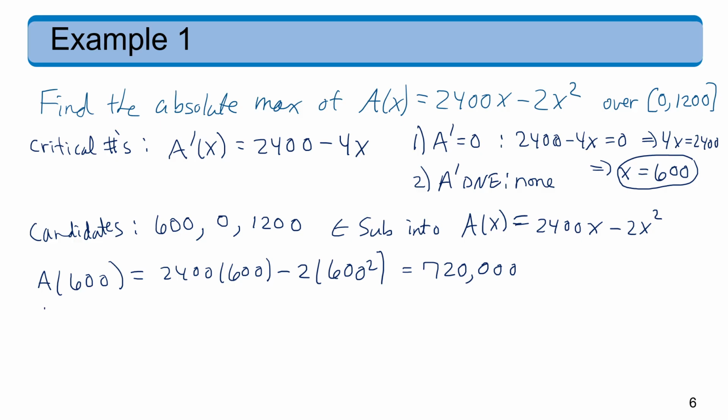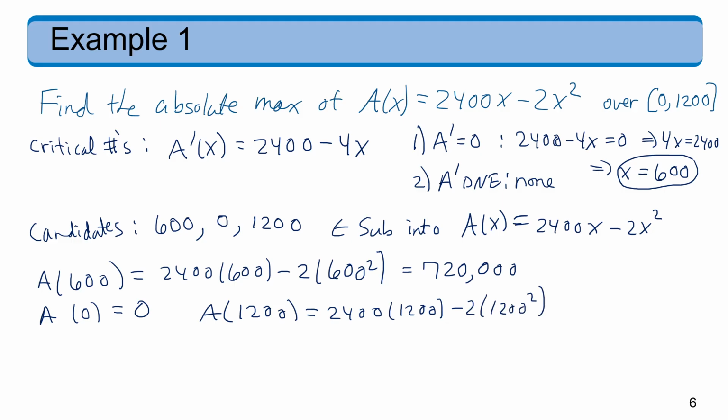Next we'll plug in 0. That one's pretty easy. You get 0 minus 0, which is 0. And then the third number we plug in is 1200. So 2400 times 1200 minus 2 times 1200 squared. Simplifying that, you get 0. Now compare the three output values. We're only interested in the absolute max, so the biggest of the three is this one.